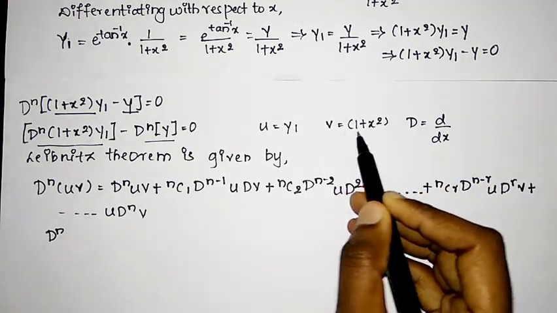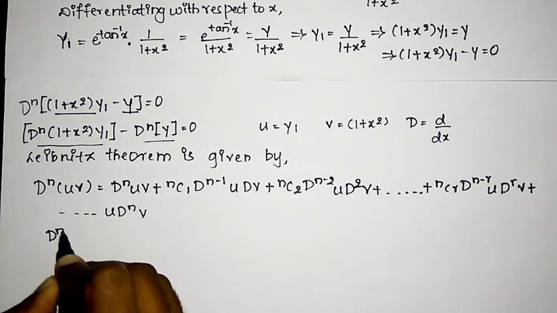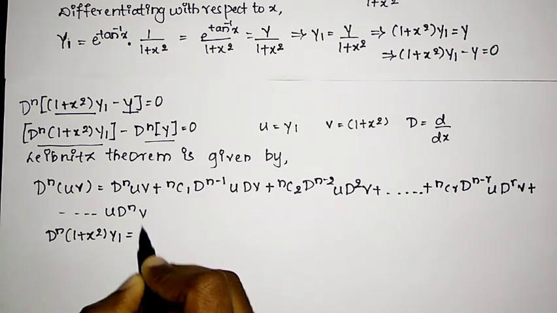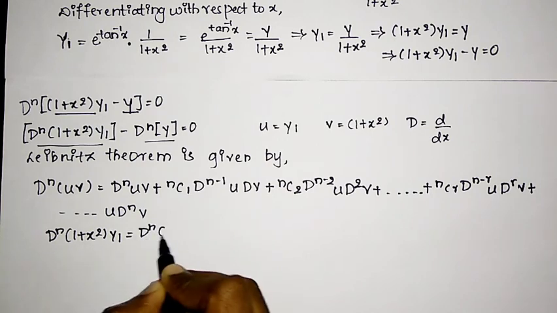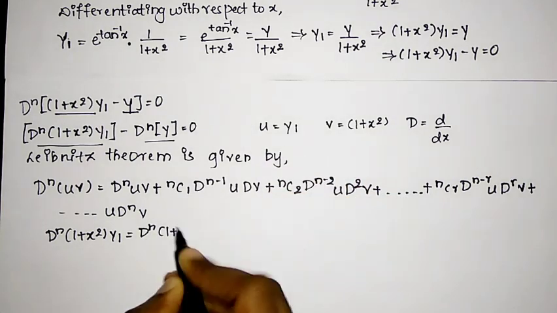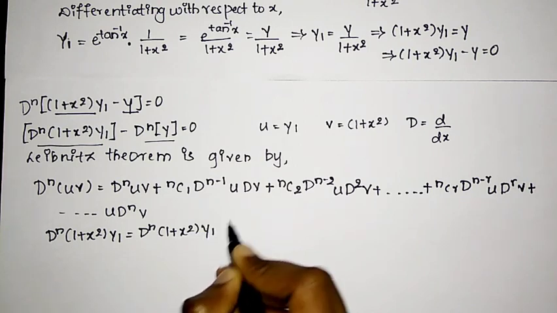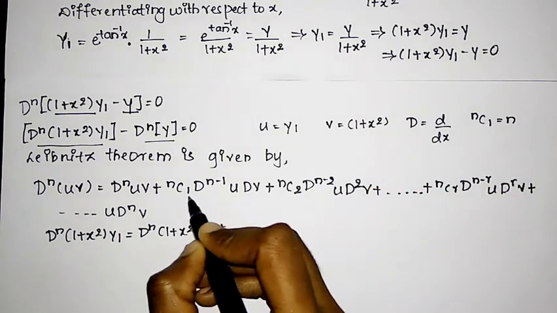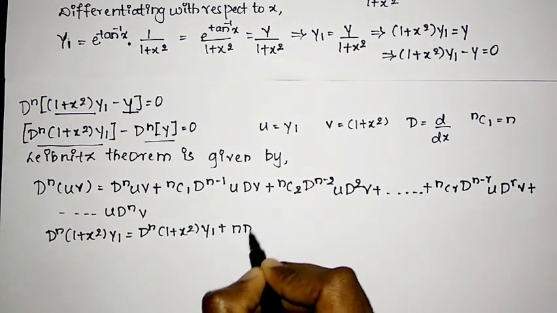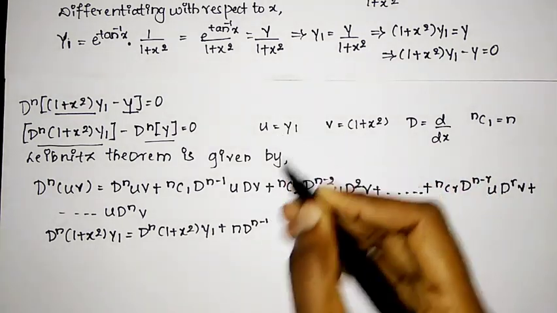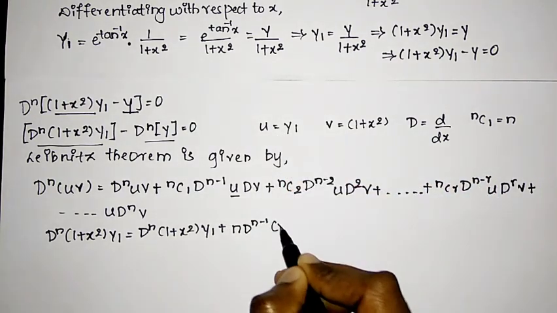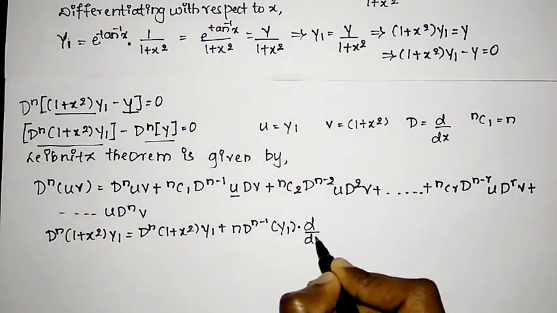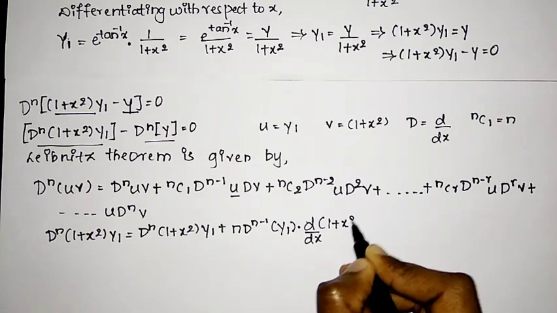So we need to take it in such a way that D raised to n of (1 plus x square) into y1 is equal to D raised to n, u is nothing but 1 plus x square into y1, plus nC1. We know that nC1 is nothing but n. So substitute nC1 equal to n into D raised to n minus 1. We have taken u equal to y1, so substitute u equal to y1, and D is d by dx of v, which is 1 plus x square.